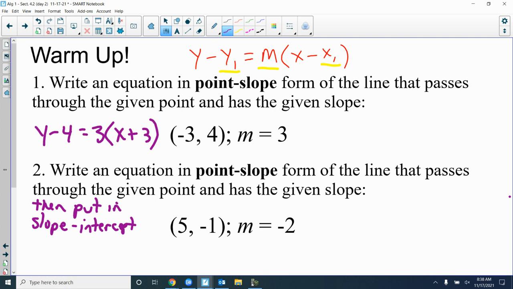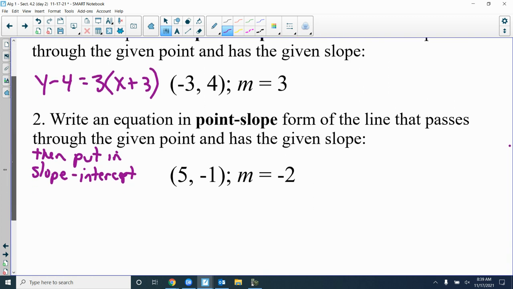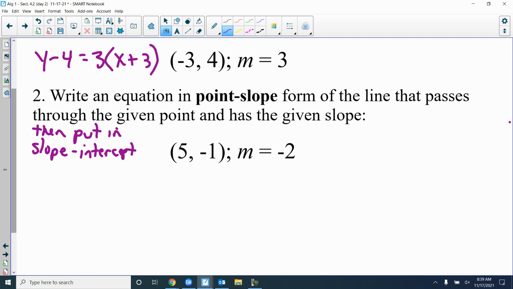Is everybody okay? You sure? All right. Now, Mason, put this one in point slope form. Go ahead. Y plus 1 equals -2, parentheses x minus 1. Exactly right.